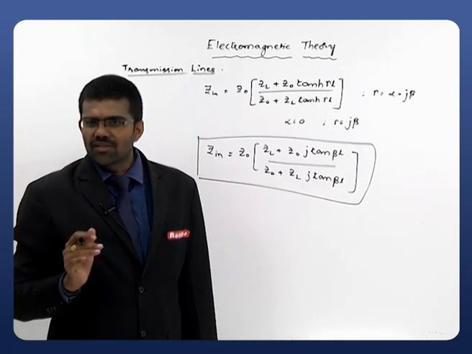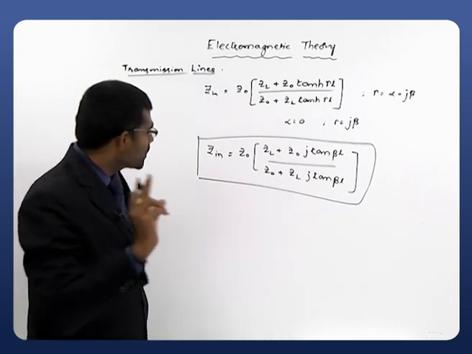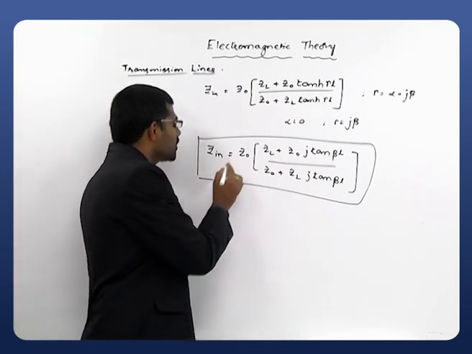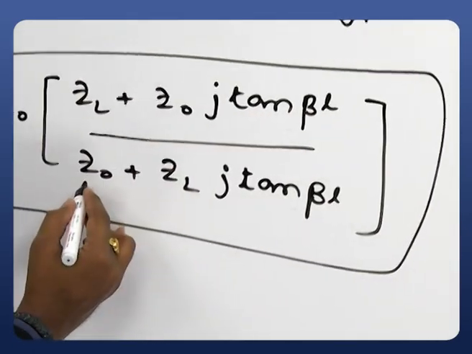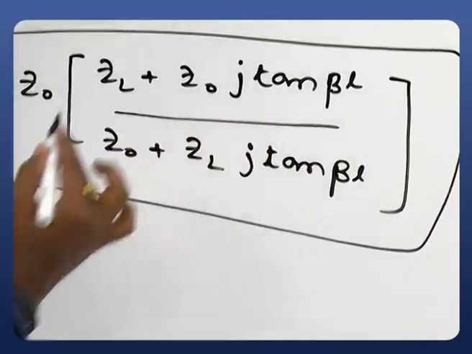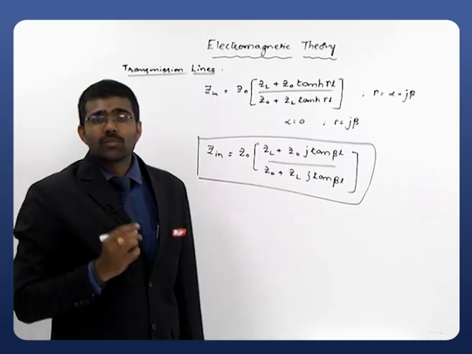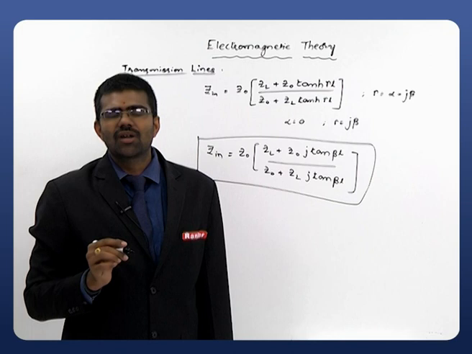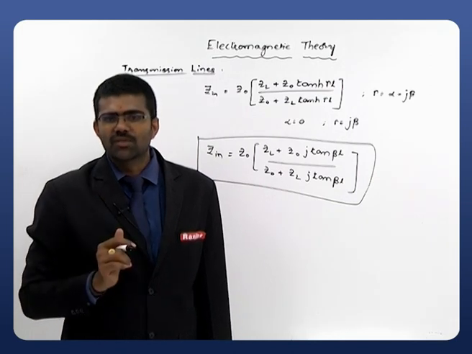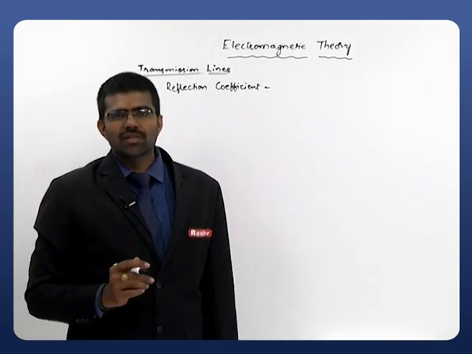for various conditions. So once again, clearly remember this input impedance equation: Z0 into ZL plus jZ0 tan beta L divided by Z0 plus jZL tan beta L. This is one of the parameters you are supposed to remember. Next we will have one more parameter that is called the reflection coefficient of the transmission line. Now we will discuss what is reflection coefficient.